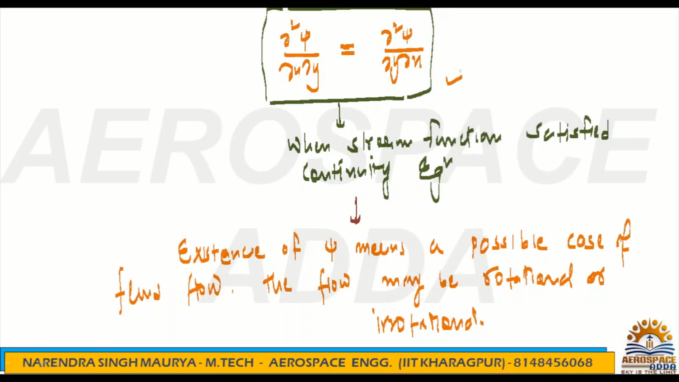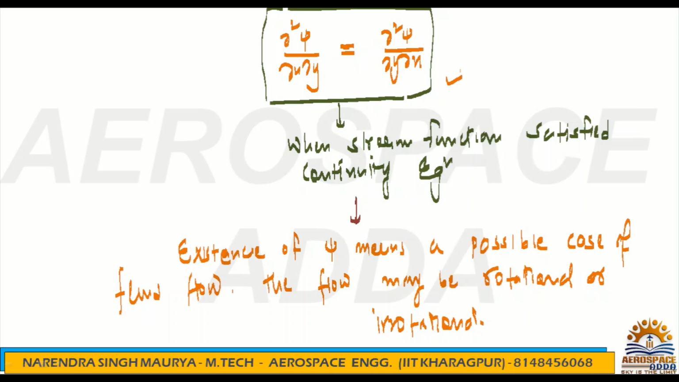So for that reason, to show any flow pattern, we always use a streamline, because along a streamline the stream function psi is constant. And when psi exists, it means there is a possible case of flow. Doesn't matter whether source flow, sink flow, rotational flow, irrotational flow, flow parallel to the x-axis, flow parallel to the y-axis, or inclined flow, all the flow you have to show with the help of streamlines only. That is the reason. If there is a streamline, it means there is the existence of flow. Flow is possible. That's all.